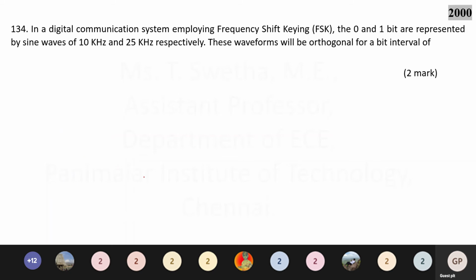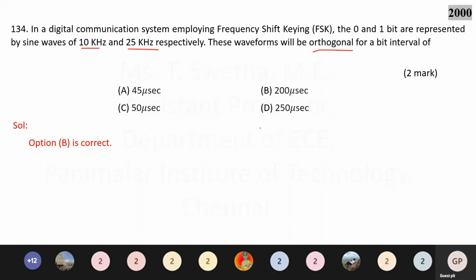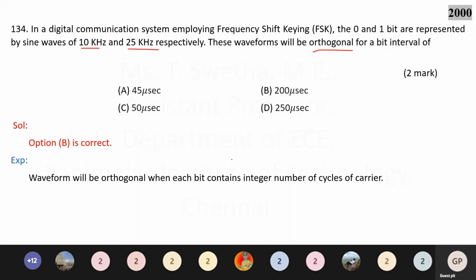As a continuation of the same problem, we'll see one more that was asked in 2020 and carries 2 marks. In a digital communication system employing FSK, 0 and 1 bits are represented by sine waves. 0 is for 10 kilohertz and 1 bit is for 25 kilohertz respectively. The waveforms are orthogonal, so again take the values as integer multiples.